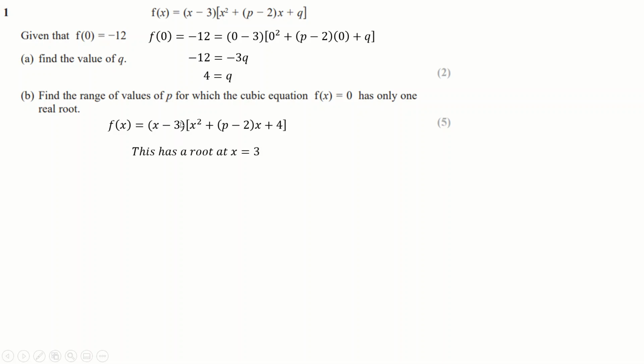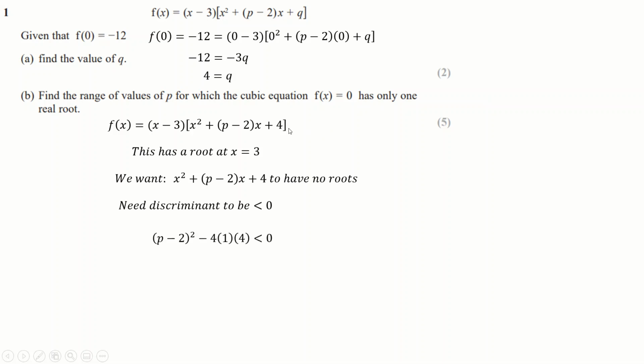It just does. So for it to only have one root, it means this quadratic here can't have any roots. And if it doesn't have any roots, then that means its discriminant is less than 0. So its b is p minus 2, its a is 1, and its c is 4. So we want b squared minus 4ac to be less than 0. You could expand this out. I think I'd do that in a second, but I did this the cheap way first.